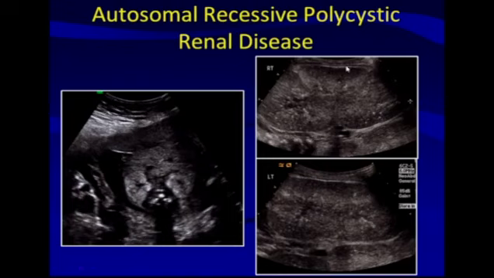and here are these kidneys. These kidneys are massive. These were 12 centimeters each, the size of an adult kidney. On both sides, you can see this is what autosomal recessive polycystic kidney disease can look like at birth, and this neonate did not survive.